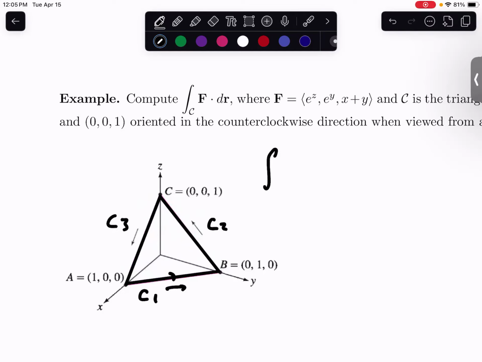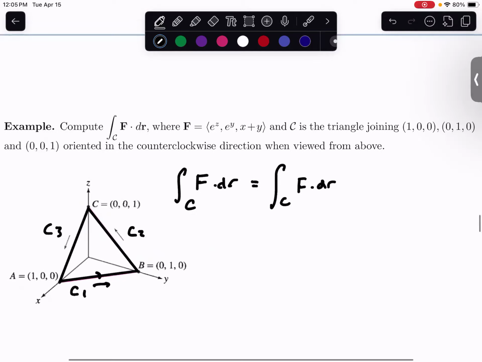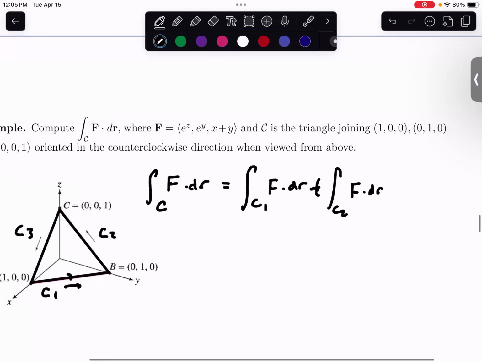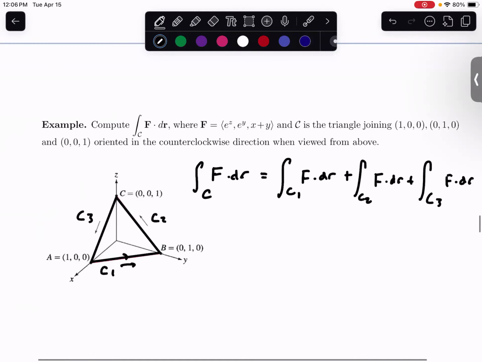So really, the integral of f over C is going to be equal to the following sum. It's going to be the integral over C1 of f dotted with dr, plus the integral over C2 of f dot dr, and then plus the integral over C3 of f dot dr. So we really need to compute 3 integrals here, which is kind of annoying. But you'll see they all kind of play out in a similar way.